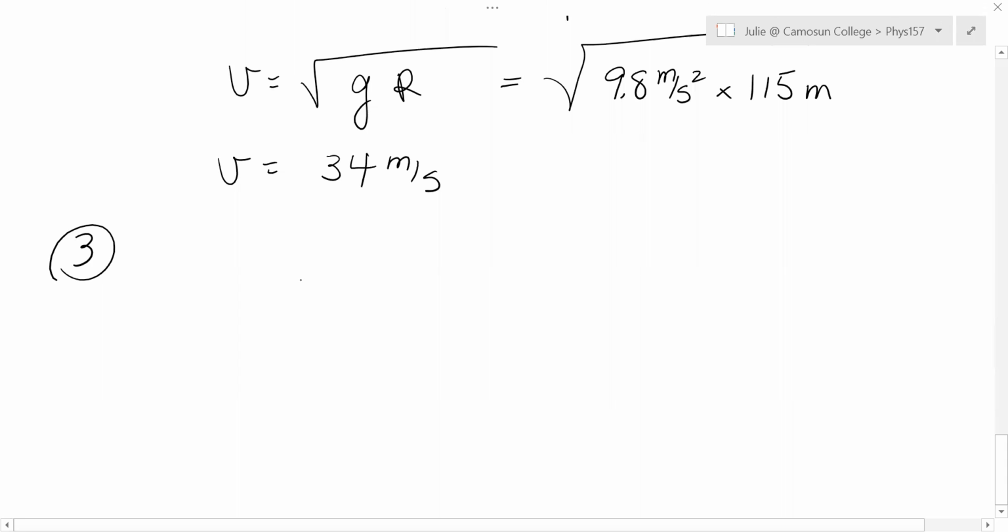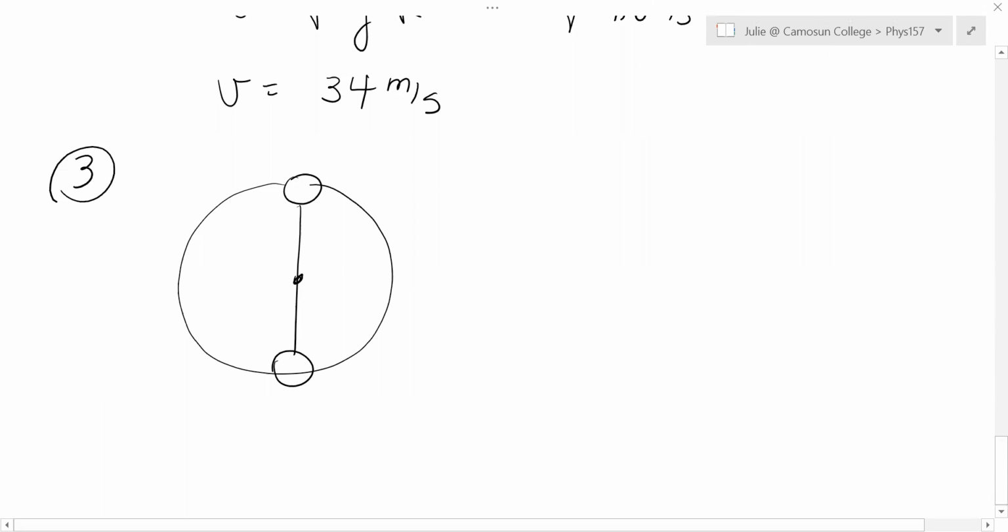Okay, so this is like the ball on the string. There's the top and there's the bottom. And we only ever analyze in this course the top and the bottom. Different things go on as it's moving up, but we're only worried about the top and the bottom. Okay, so we're given the mass of the bucket, 2 kilograms, and we're given the radius of the circle, 1.2 meters.